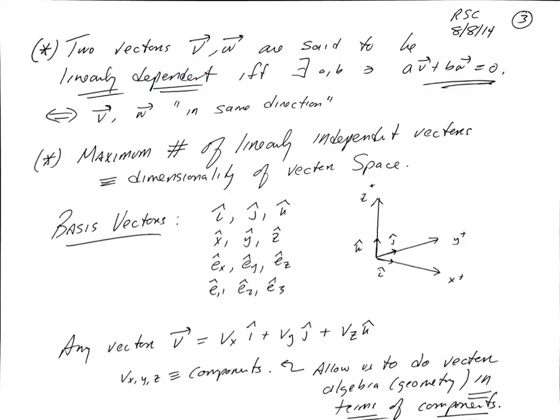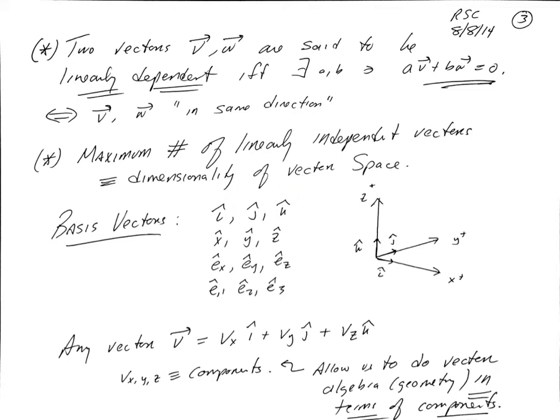A related concept is if we have these two vectors v and w, they're said to be linearly dependent if and only if I can find numbers a and b such that av plus bw is equal to 0. If we think about this for a minute, what this says is that the vectors v and w are essentially in the same direction, and v and w can be expressed as multiples of one another. And in that case, the vector space spanned by v and w is, instead of being a plane, just a line. The dimension is the maximum number of linearly independent vectors in any given space that we're talking about.